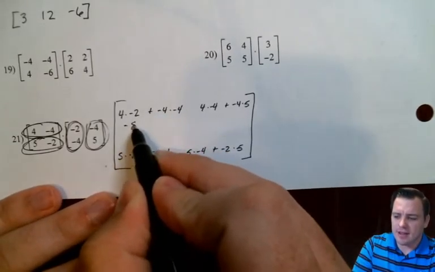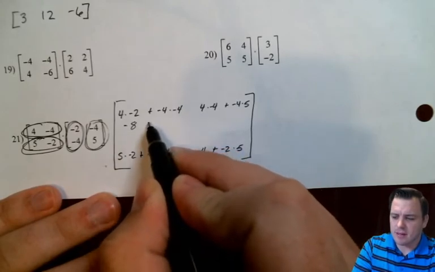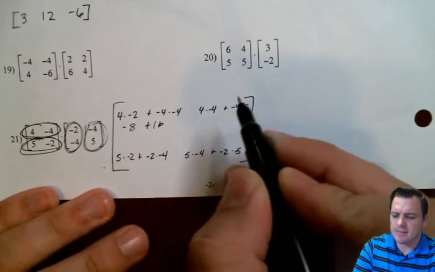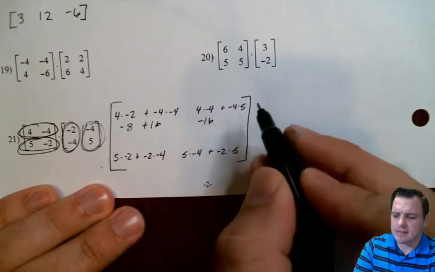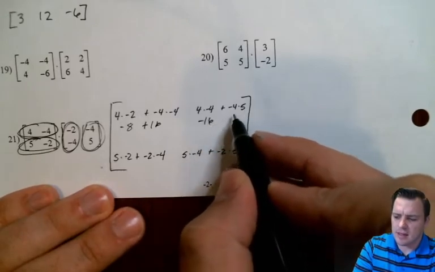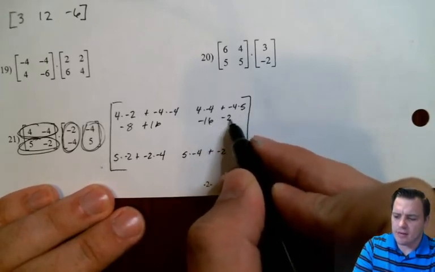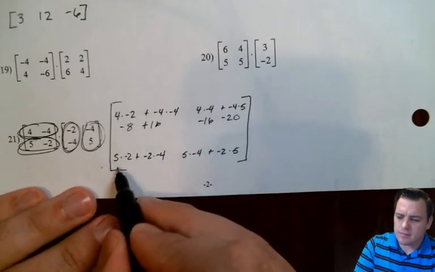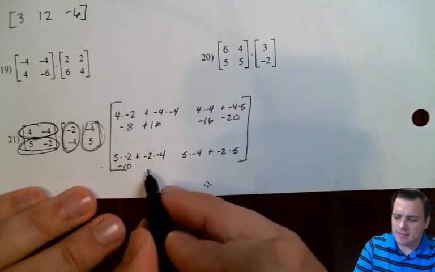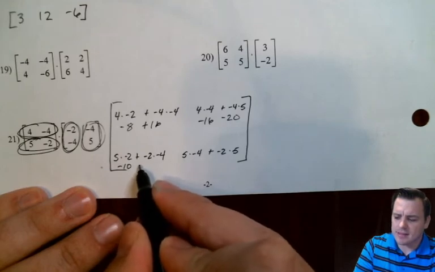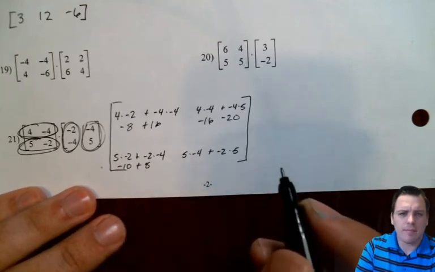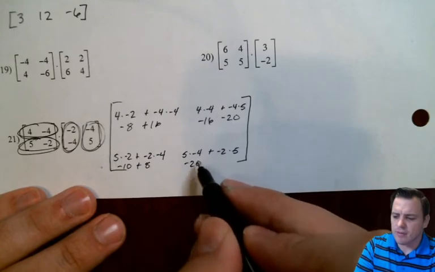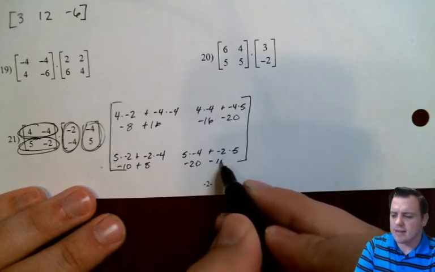That's negative 8 right there, and that'd be a positive 16. That's negative 16 and a negative 20 there. That's negative 10 and a positive 8 there. That's negative 20 and a negative 10 there.